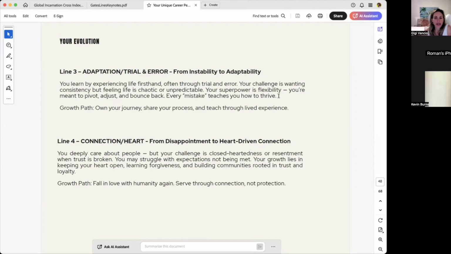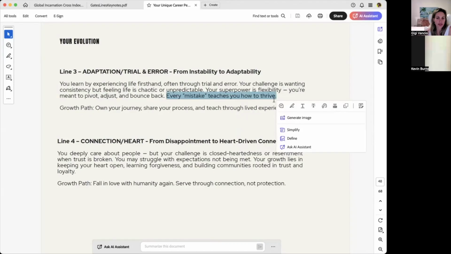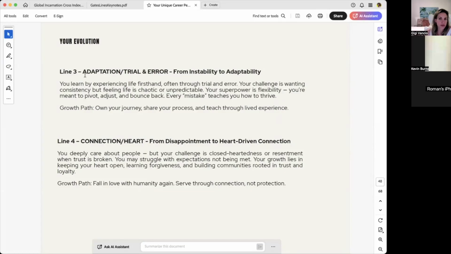And you can apply this wherever you have a 3 line in your chart. It has some energy to it of the mistakes and learning from experience. But this one is just partial to your personal growth and evolution. And then your growth path is to own your journey, share your process, and teach through lived experience.